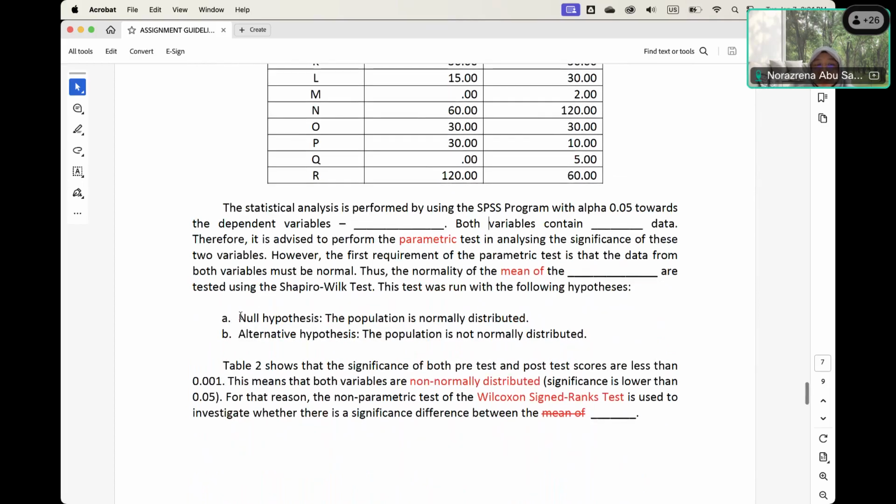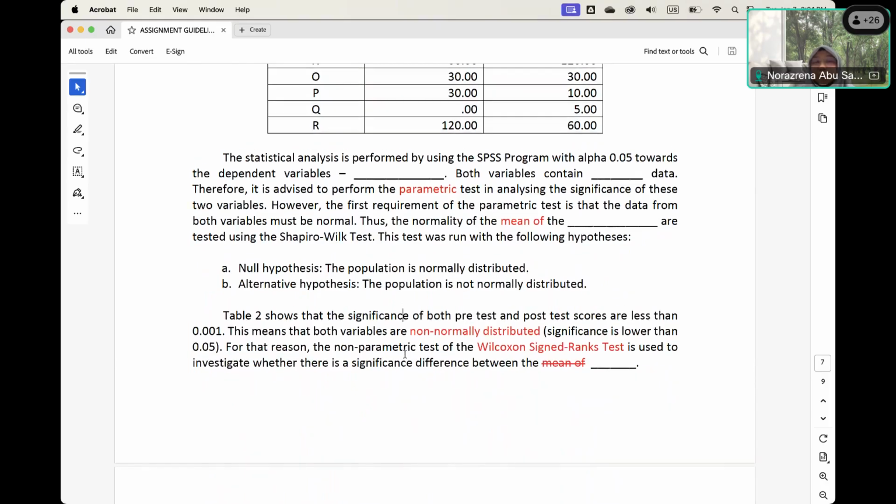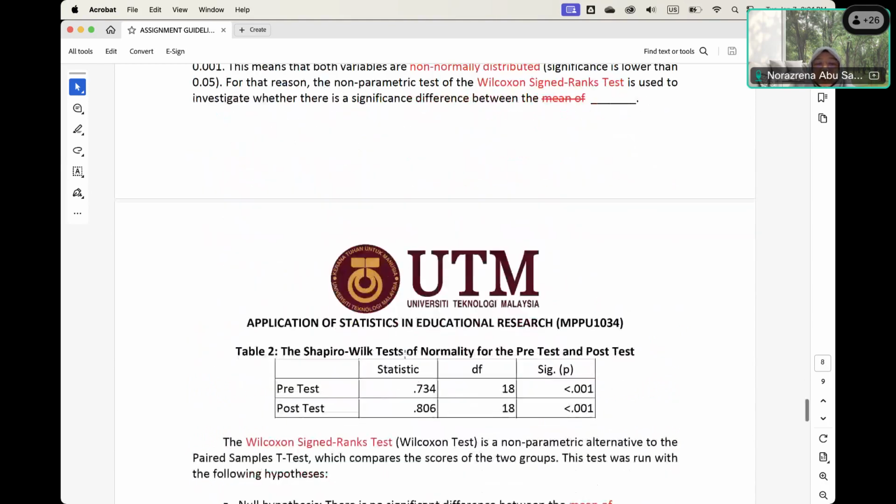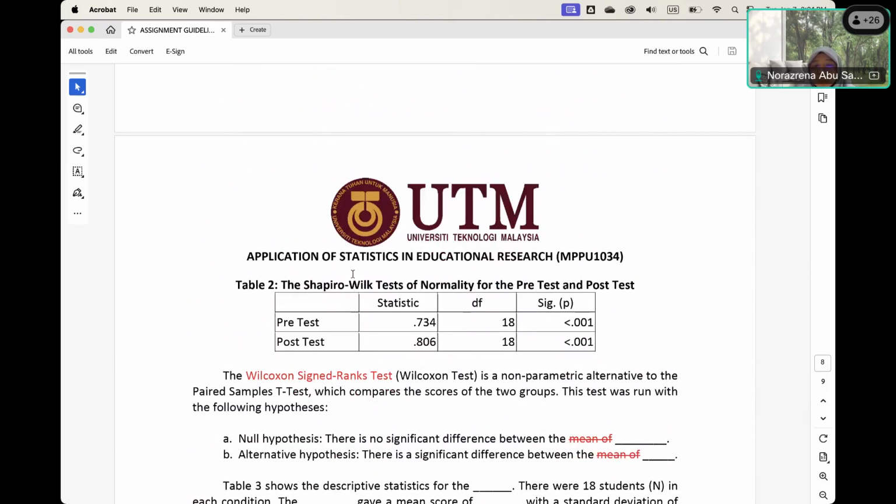So this is the null hypothesis and alternative hypothesis for the normality test. It's not yet the test. Normality test first, and then I get this using the Shapiro-Wilk. Then I get this value. If this significance value is greater than 0.05, it means that the data is normally distributed.